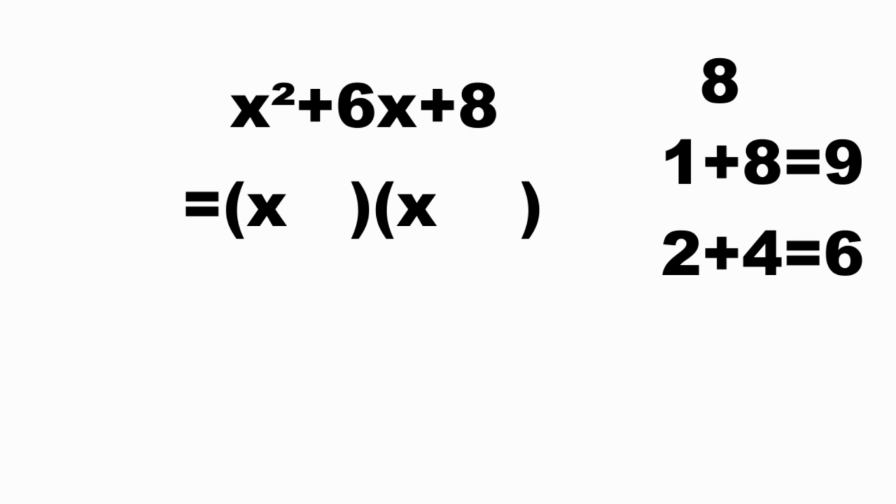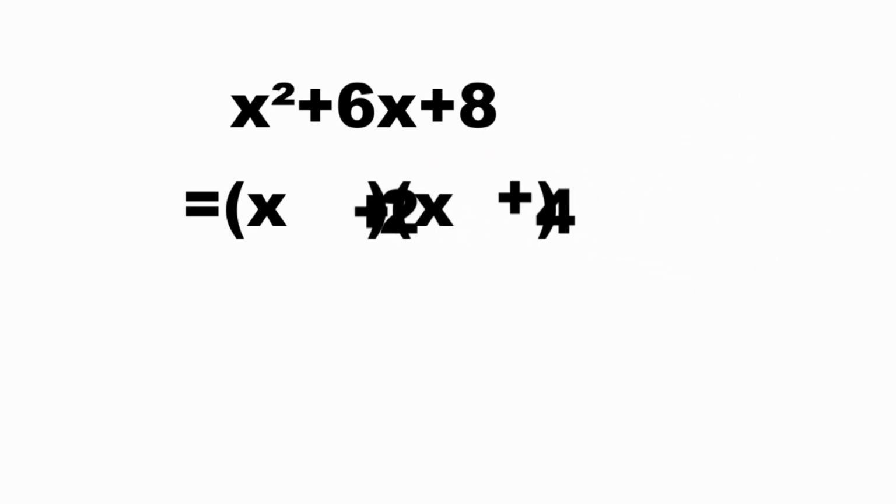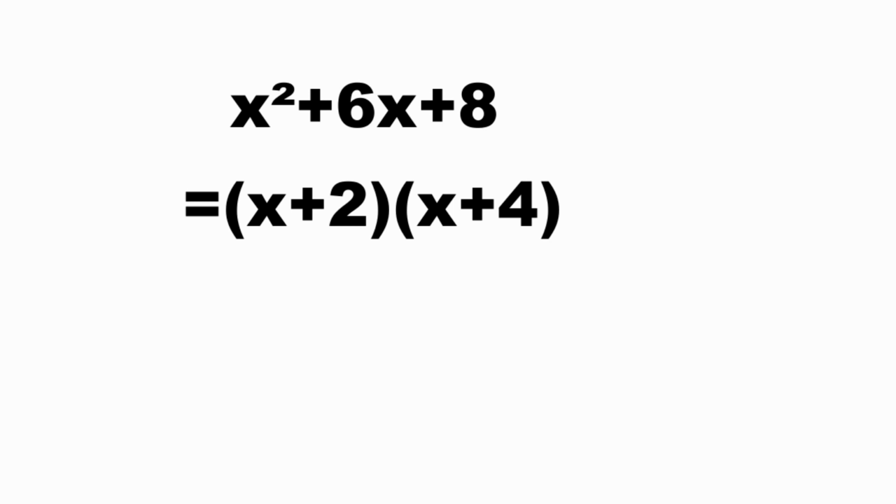So the factors of x squared plus 6x plus 8 are 2 and 4. So that is 2 and 4. So the factors of x squared plus 6x plus 8 is quantity x plus 2 times quantity x plus 4.